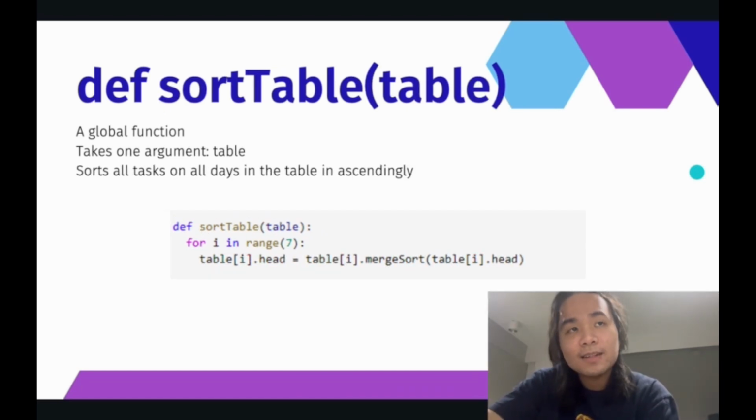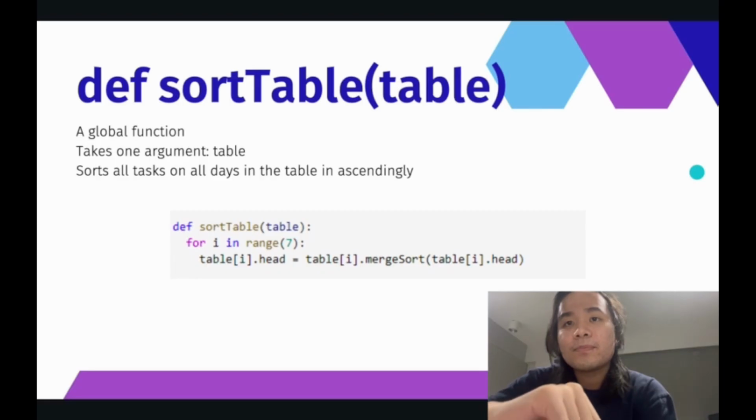sortTable function. This function is used to sort the tasks on all days in a table in ascending order. So as you can see in the code, we have to use a for loop and let i be the number of days in a week, and we have to find the starting point, and it can be defined as table.head.